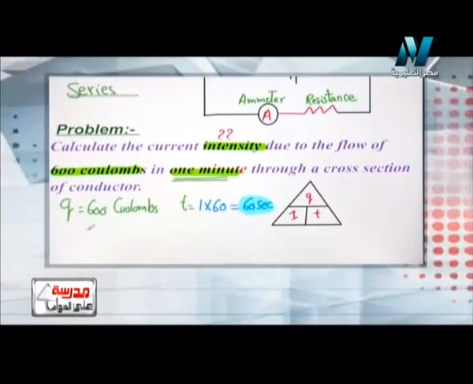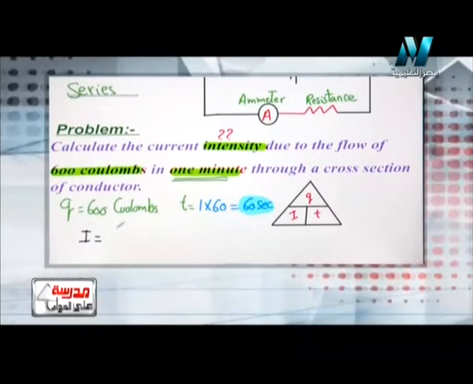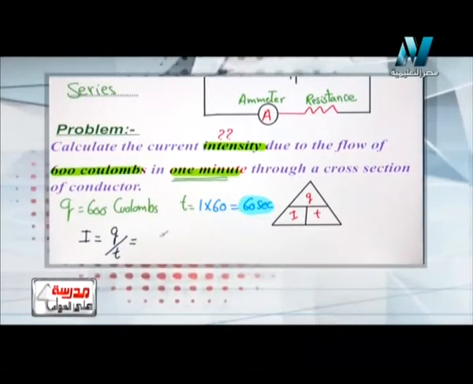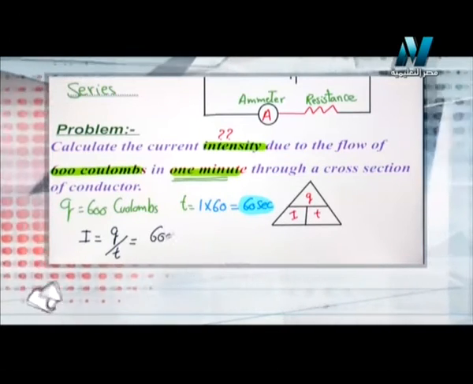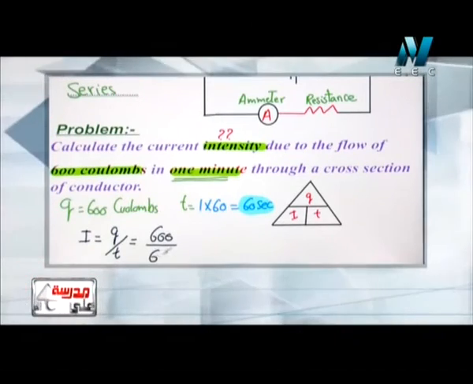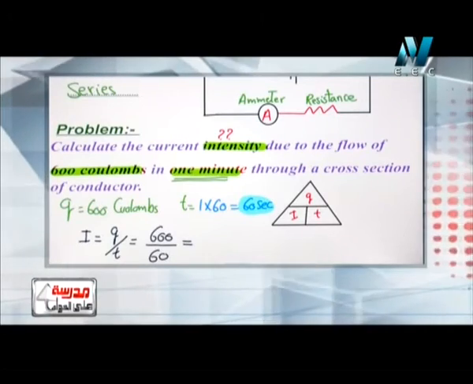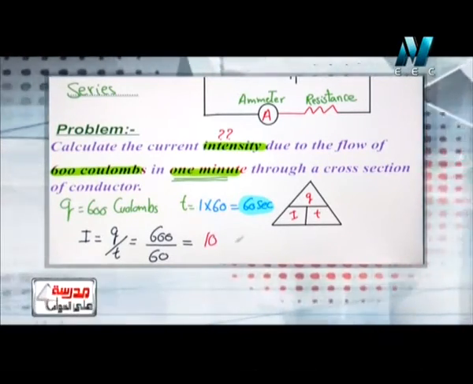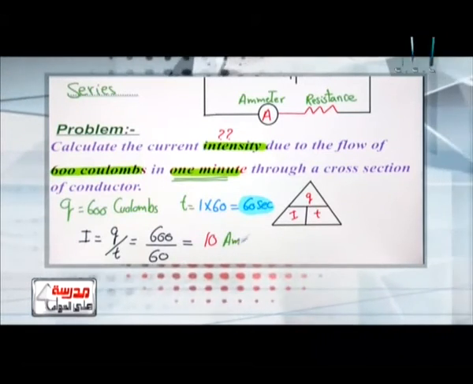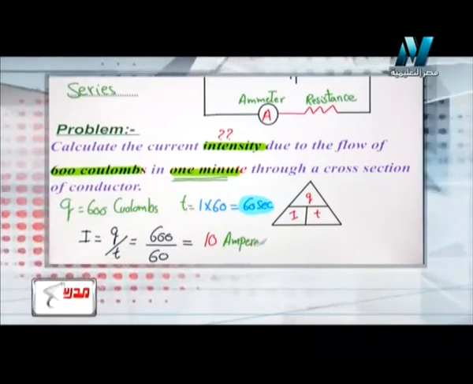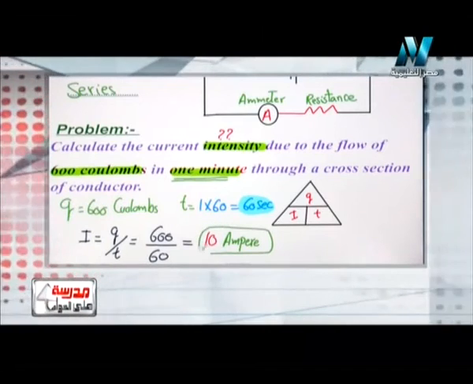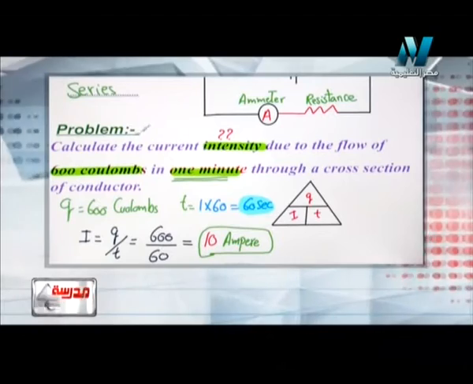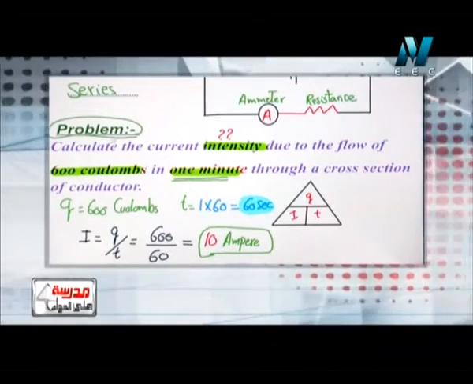So how can we calculate the electric current intensity? I equals Q over T. So Q equals 600 over T equals 60, equals how many? Yes, 10. 10 what? 10 ampere. Don't forget to write the measuring unit beside the number to get the full mark in the question, especially in this problem.